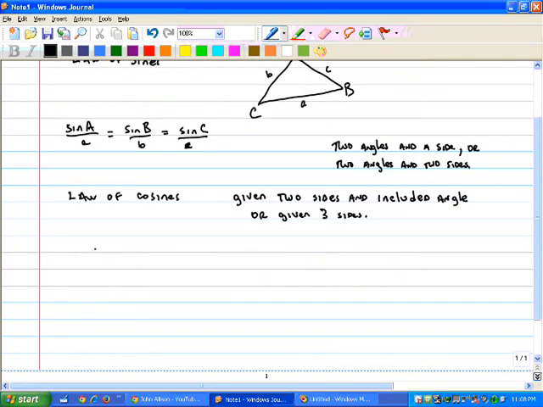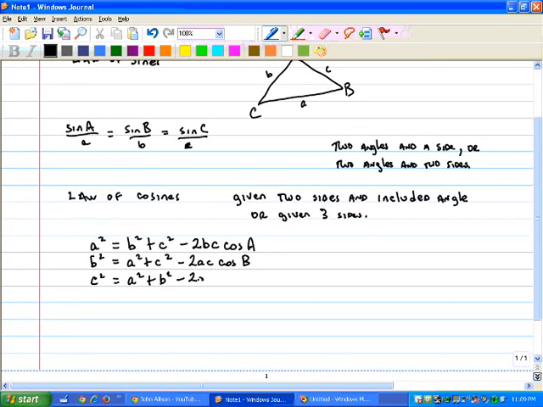The law of cosines has three versions. One says side a squared equals side b squared plus side c squared minus 2 times b times c times cosine of angle A. The second version says b squared is equal to a squared plus c squared minus 2ac times cosine B. And the third version says c squared is equal to side a squared plus side b squared minus 2ab times cosine of angle C. Notice in each of these cases the side squared on the side of the equation by itself corresponds to the angle inside the cosine.